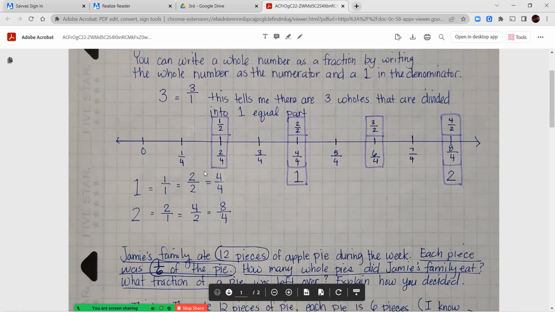So 1 over 1, or 2 halves, or 4 fourths, those all name 1 whole. It shows you that you have all the number of pieces that you need to make your whole. Those two numbers are the same. Now, if, for example, we want to show 2 whole, you have twice as much on top as you do on the bottom. So 2 of my 1 size pieces, 4 of my 2 size pieces, 8 of my 4th size pieces.